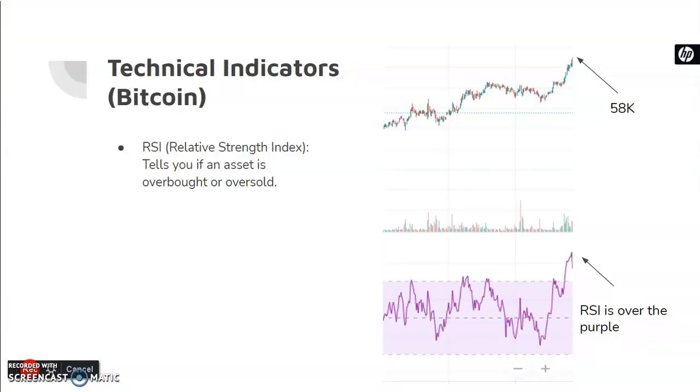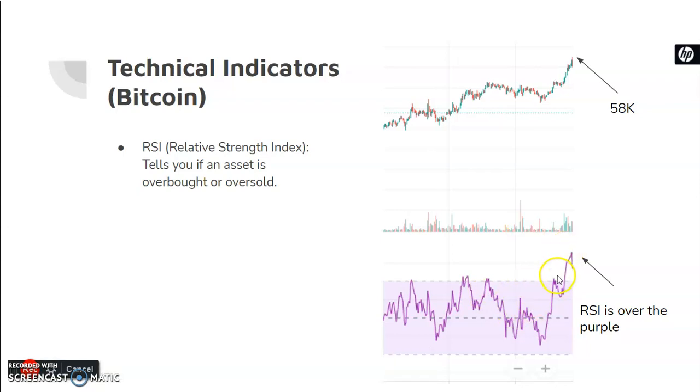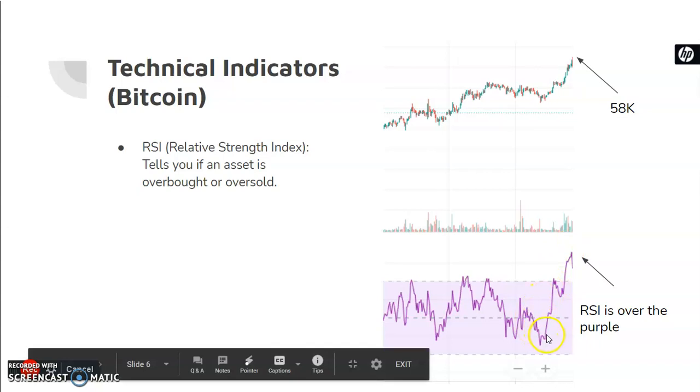Next is an example of a technical indicator on the 3-month chart of Bitcoin. Bitcoin is probably the most famous cryptocurrency right now, and I'm sure all of you have heard about it. The indicator we'll be using for this example is called the RSI, or Relative Strength Index. It is a very simple indicator. So the RSI tells you if an asset like Bitcoin is overbought or oversold. If this line goes past this purple zone, Bitcoin is overbought. If this line goes below the purple zone, Bitcoin is oversold.